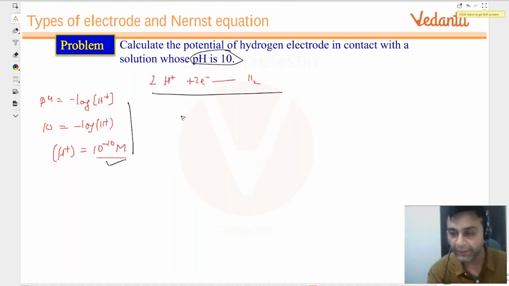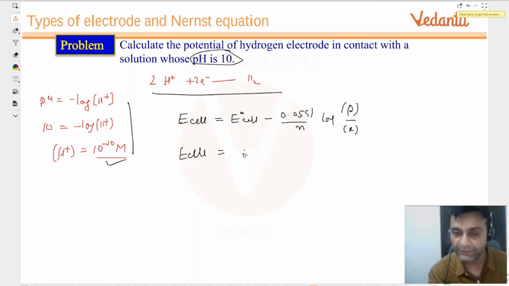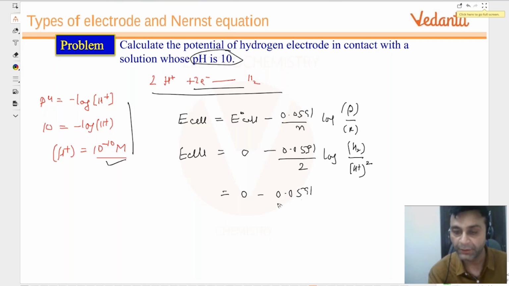And for this equation, I can write the Nernst equation, that is E cell is equal to E naught cell minus 0.0591 upon n logarithm of product upon reactant, right? E cell value is to be determined. E naught cell value is 0. We know that the reduction potential of hydrogen is 0, minus 0.0591 upon n, where n is equal to 2 here, logarithm of H2 concentration upon H ion concentration to the power 2. So 0 minus 0.0591 upon 2 logarithm of 1 upon this value, which is equal to 10 to the power minus 10.